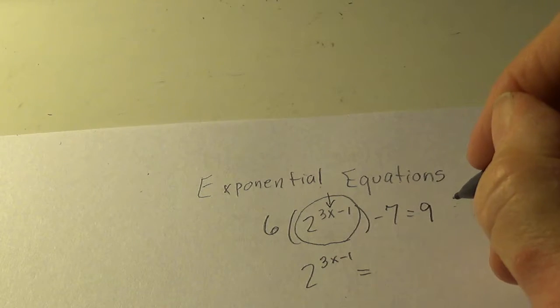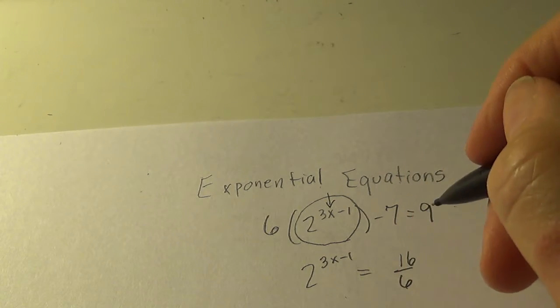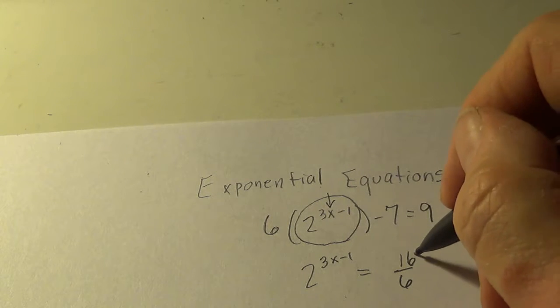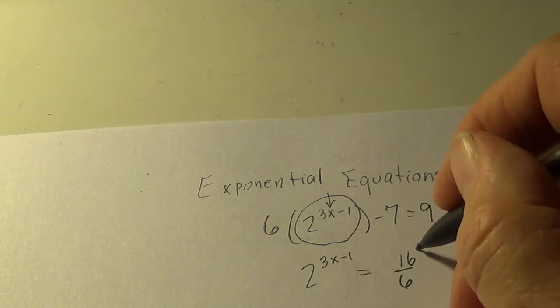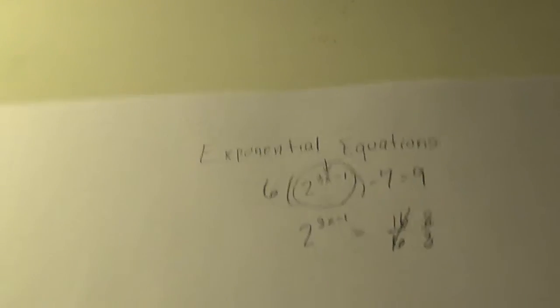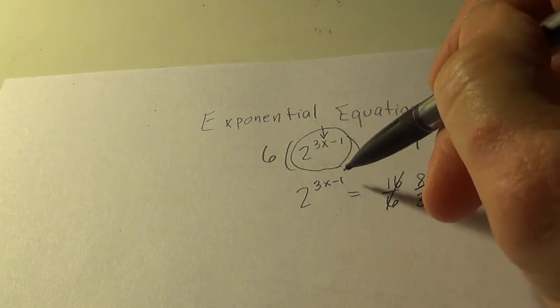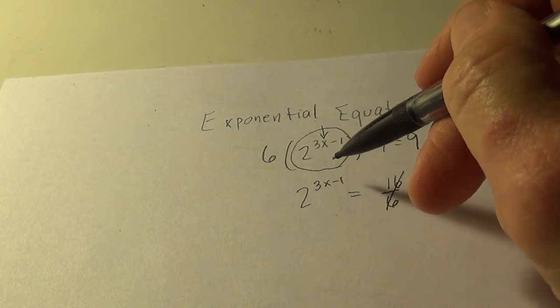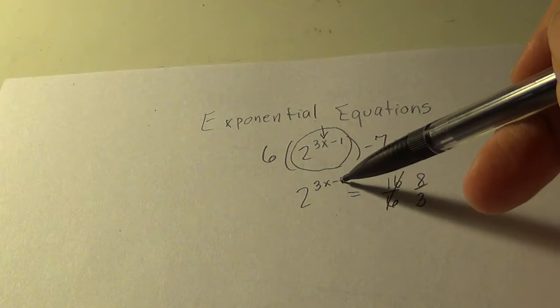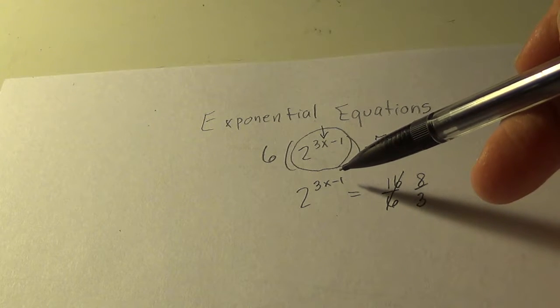So 7 and 9 is 16. 16 divided by 6 can reduce to 8/3. So I'll just do that, 8/3. So now, how do I get the exponent down to where I can solve for it? Well, that's where you've been trained in your video, and we discussed one in class today, which is Monday.